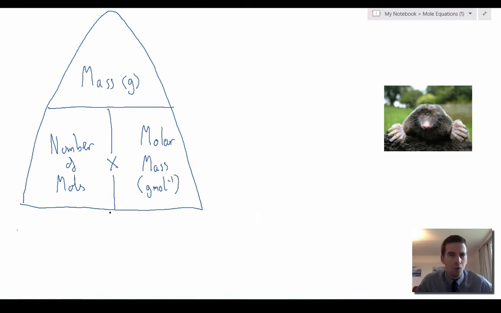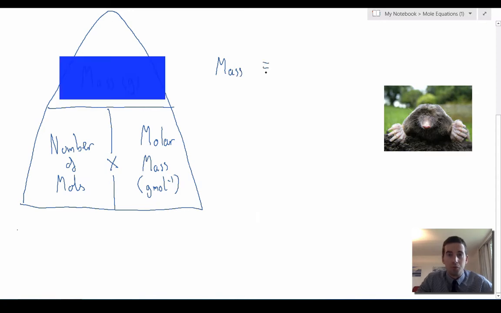So the variable you want to calculate, you cover up, and then you write down the 2 other variables and the relationship between them. So let's try this out. Say we want to work out mass of a substance. So we cover up mass like this, and we write down what is left. So we have number of moles, pardon the shorthand, multiplied by molar mass. And that is the formula for working out the mass of a substance.